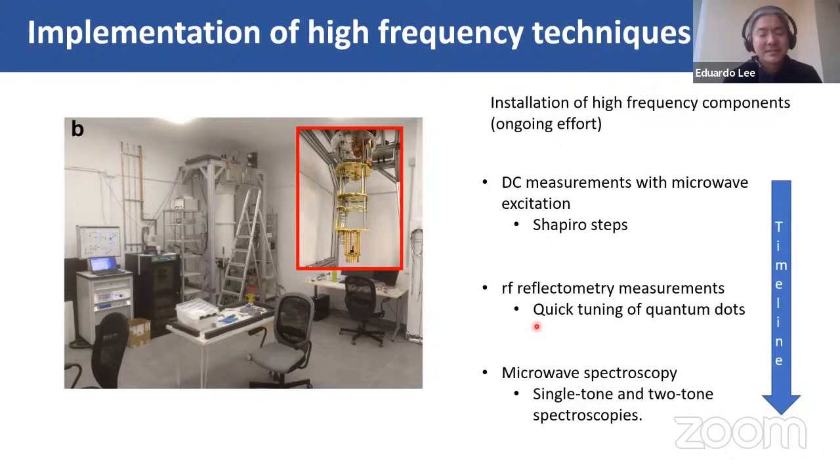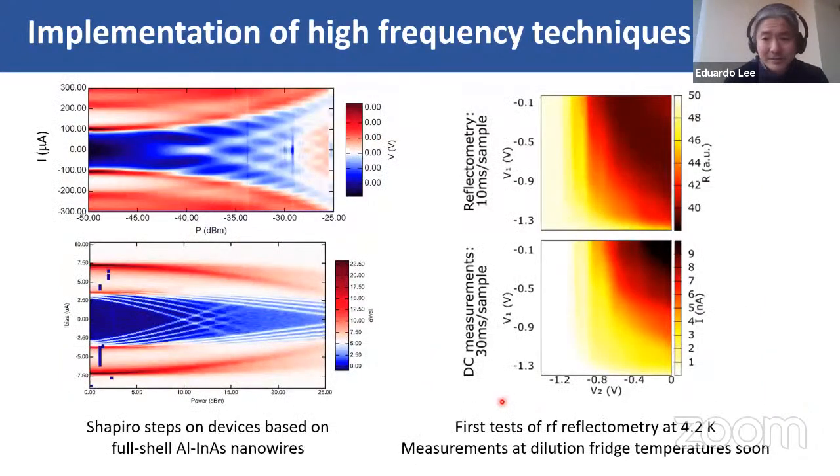We're doing this step by step, because this requires some learning curve. We wanted to start by measuring the impact of microwaves on DC transport, also implementing reflectometry experiments for tuning quantum dots, and then moving on to microwave spectroscopy. So this is work in progress, but we're starting to have some results as well.